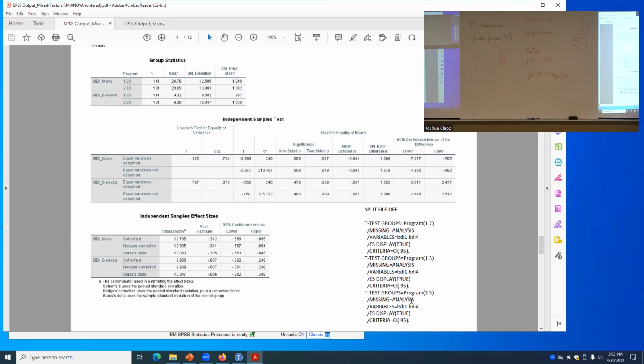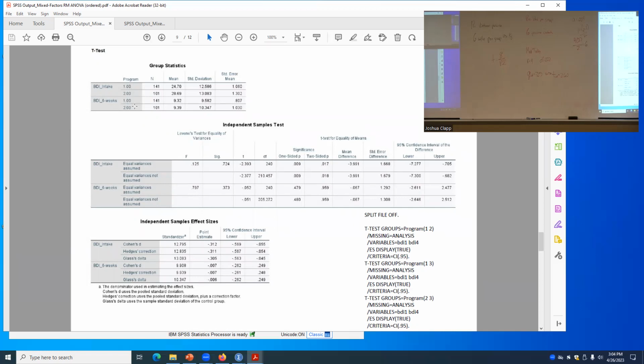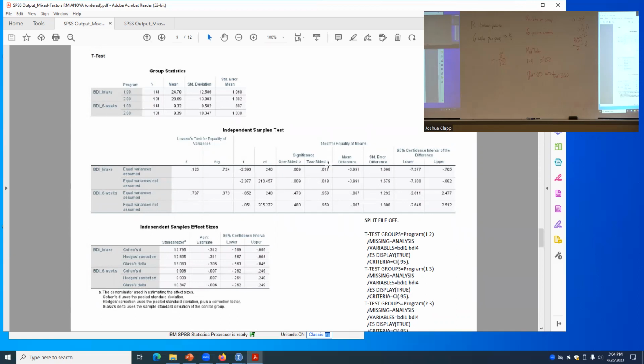I just had SPSS give this to me, and so I'm doing this at intake and discharge. That's all I'm doing here, right? So here we're looking at 1 and 2 at intake and 6 weeks. We are just getting our T statistics and our P values, because remember, we're going to Benjamini-Hochberg this stuff, right? So I'm just getting T tests, P values.